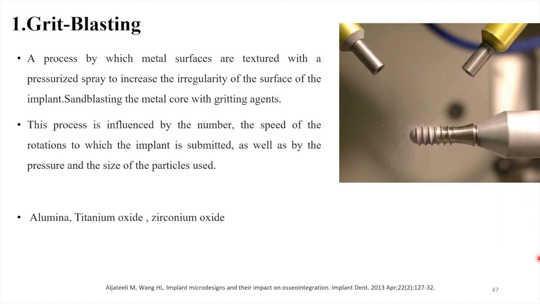Coming to grit blasting. It is a process by which the metal surfaces are textured with a pressurized spray to increase the irregularity of the surface of the implant. In sandblasting, the metal core is treated with gritting agents.